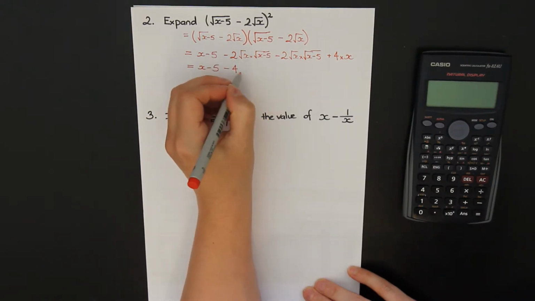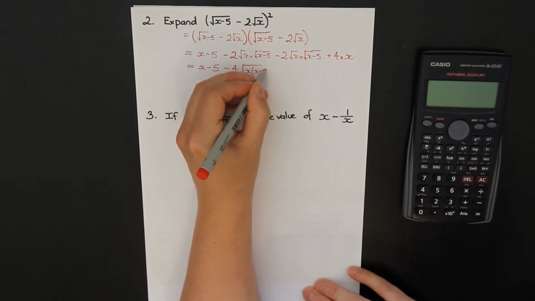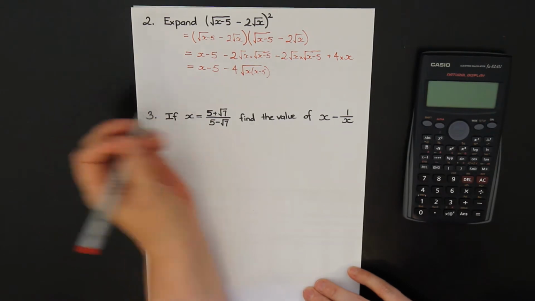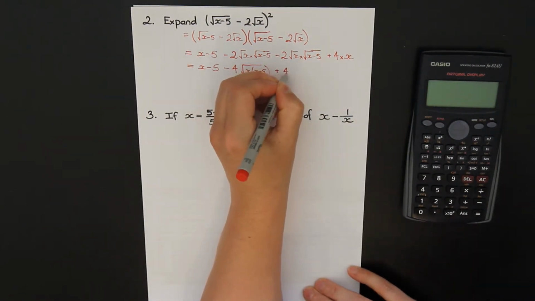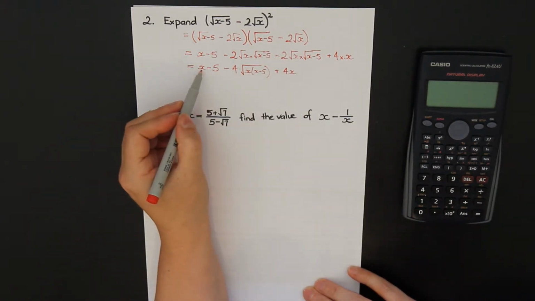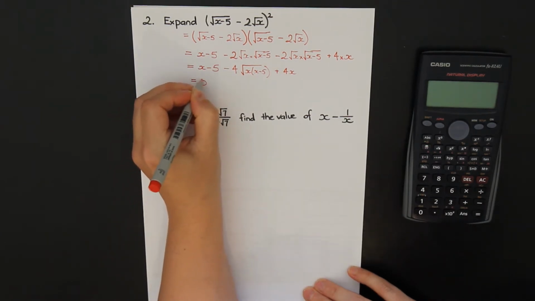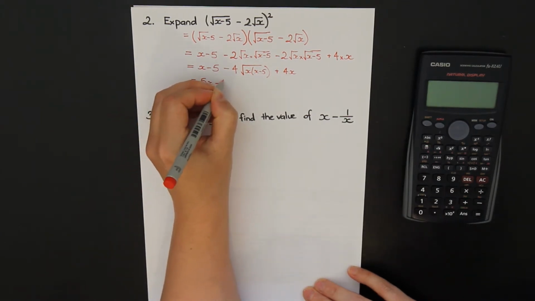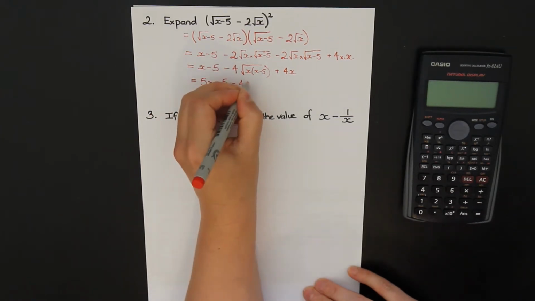And I can tidy up this square root sign, I can multiply them together to have x times x minus 5 underneath the square root sign. And 4 times x could just be 4x. Then I can add together the x plus 4x, they're like terms, so that's a 5x minus 5. And the surd, I can't really do much with it.